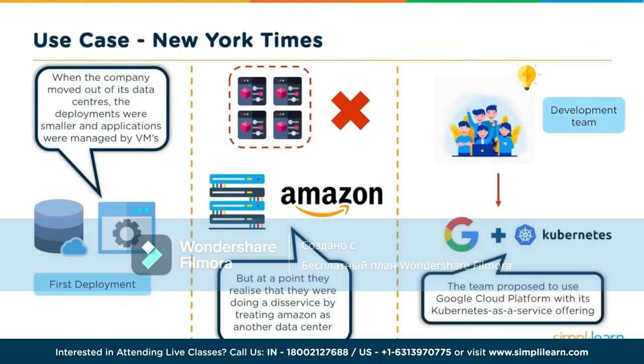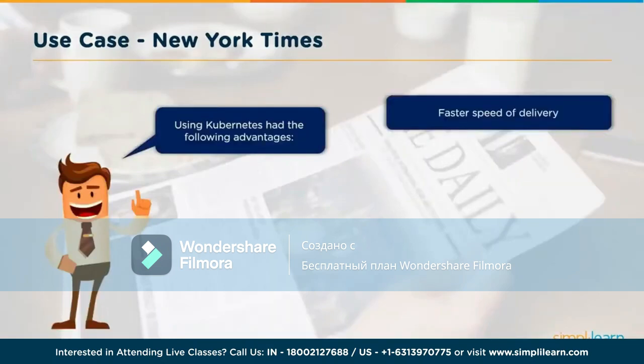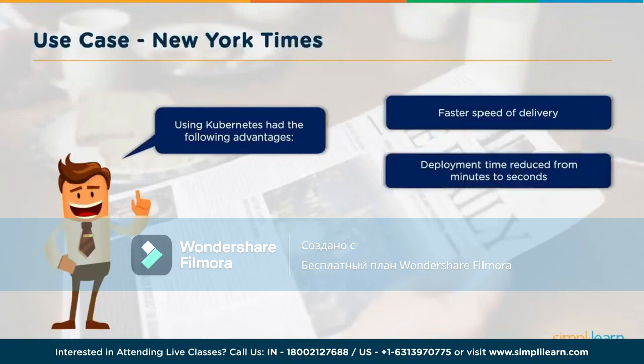And so what they proposed and ended up doing was using Google Cloud Platform with Kubernetes as a service to provide greater efficiency. By using Kubernetes, they had the following advantages. They were able to deliver solutions at a much faster speed, and in the world of digital content, speed is everything. They reduced the time for deployment from minutes to seconds, and by doing this, they were able to increase the uptime for the actual infrastructure.